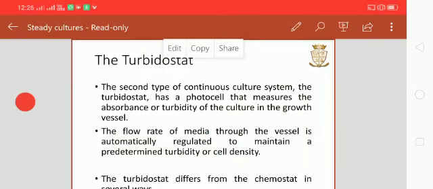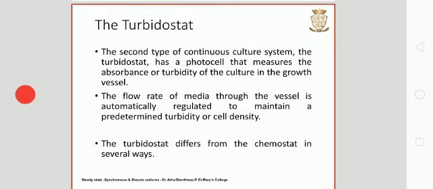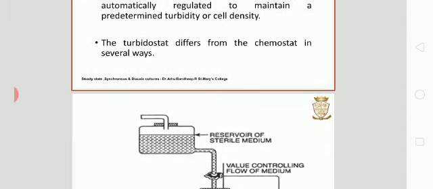Okay, then we will move on to the second type of continuous culture method, that is the turbidostat. The turbidostat has a photocell that measures the absorbance or turbidity of the culture in the growth vessel. The flow rate of media through the vessel is automatically regulated to maintain a predetermined turbidity or cell density. The turbidostat differs from the chemostat in several ways.